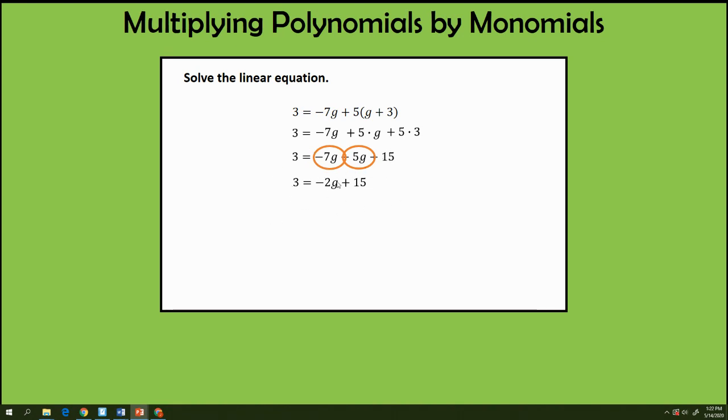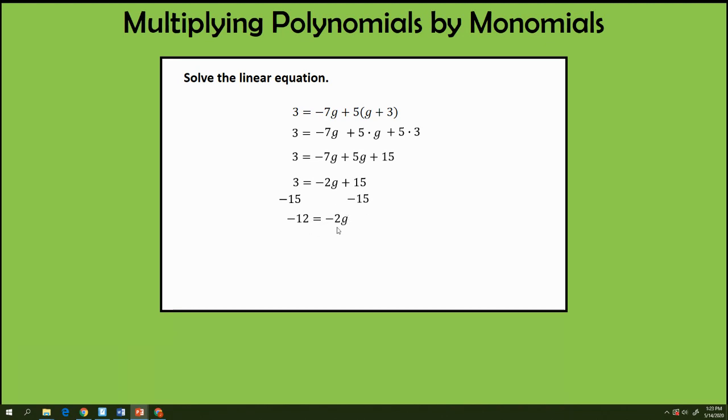Okay, next step, isolate the variable term. That's the variable term. I want to get it by itself, so I'm going to eliminate the 15 by subtracting it. I want to make it a 0. So subtract 15 from both sides of the equation. So 15 minus 15, 0, gone. 3 minus 15, negative 12. So we got negative 12 equals negative 2g.